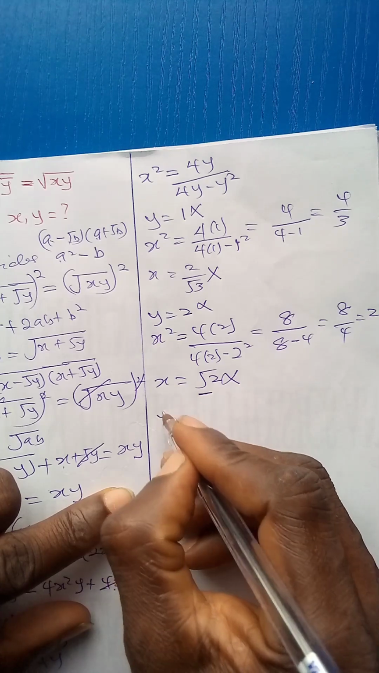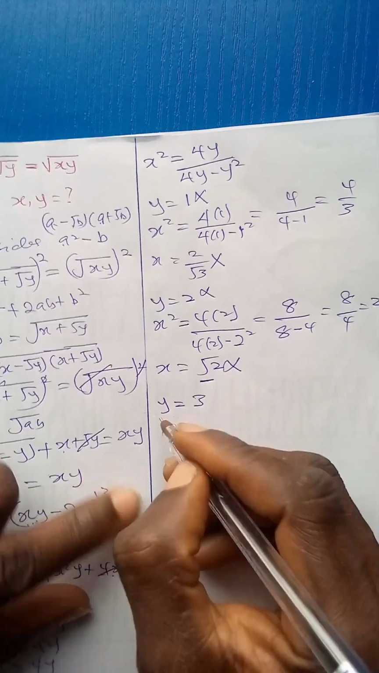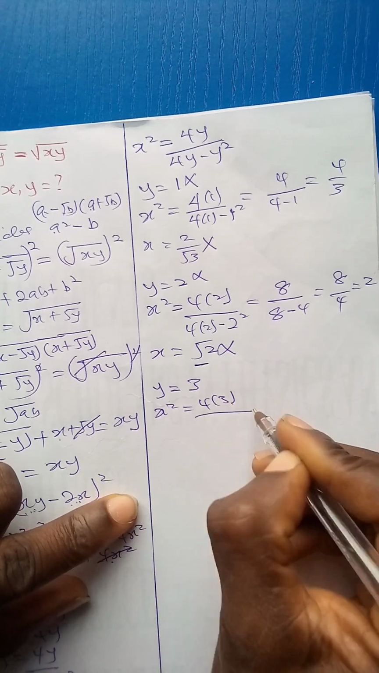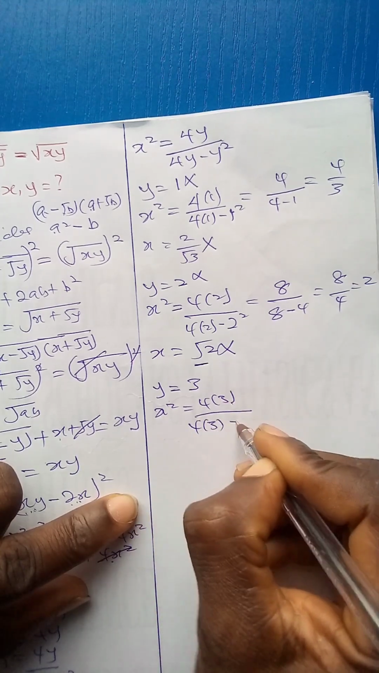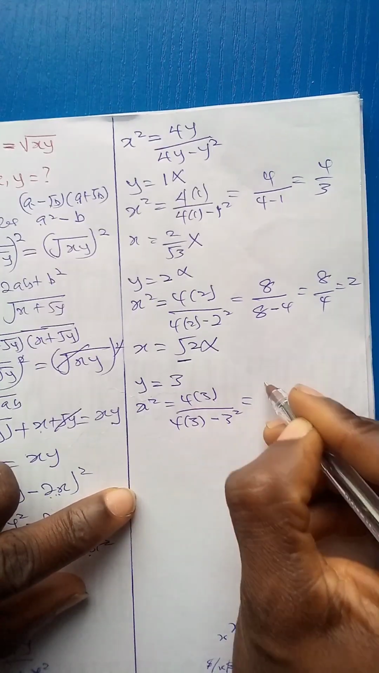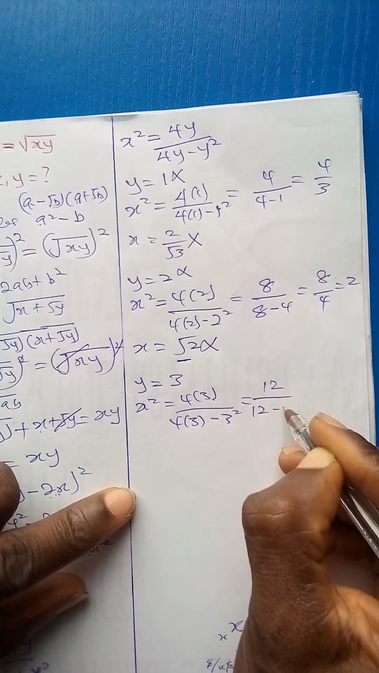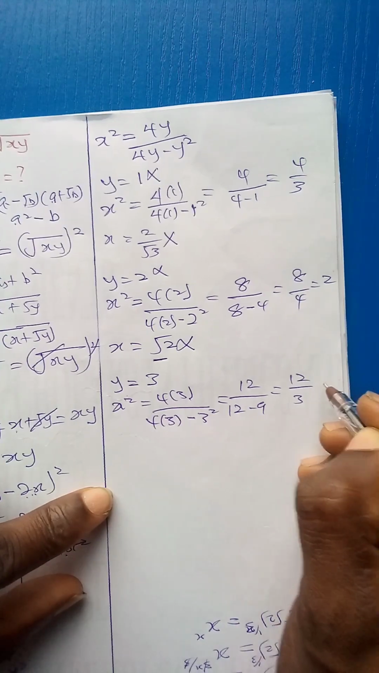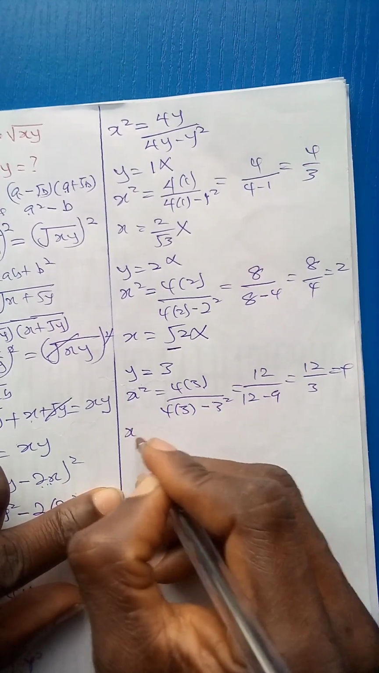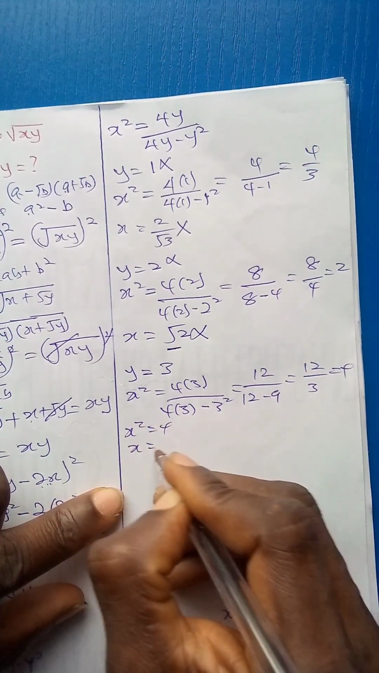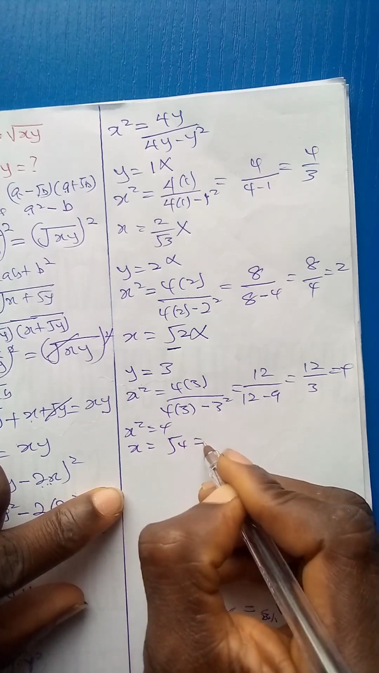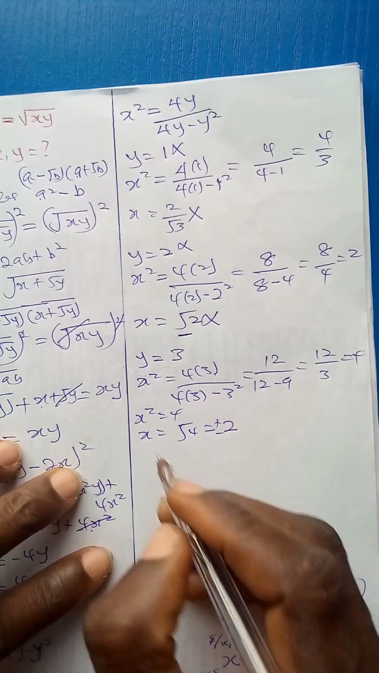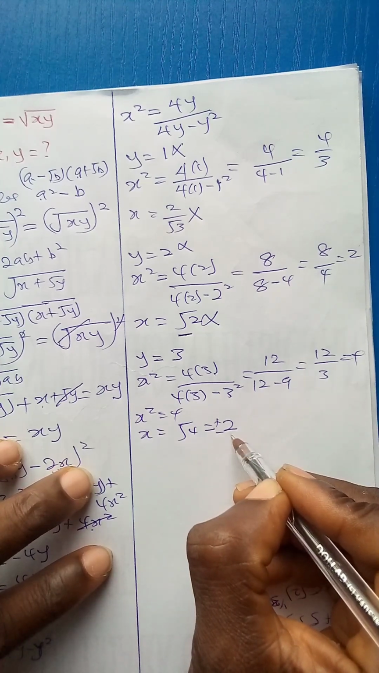Then let us try with y equal to 3. If that's the case, x squared is equal to 4 times 3 all over 4 times 3 minus 3 squared. 4 times 3 is 12, then 12 minus 9 here, which will give us 12 over 3, and it is equal to 4. So x squared equals 4, and x equals the square root of 4, which is 2. We can have plus or minus 2. Now, this is a whole number.